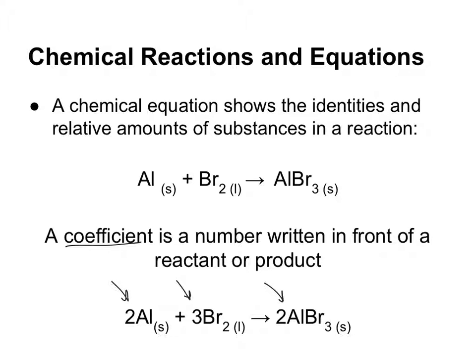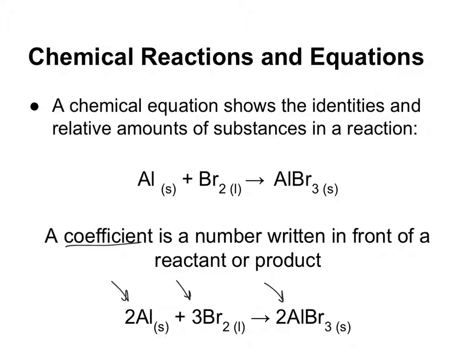And I'll point out, because it can be confusing, and you want to say, oh, you got to add another aluminum to the left. Keep in mind that coefficients are multiplication, not addition. Okay, so it's 3 times bromine. It's 2 times aluminum bromide. So I haven't changed the formulas at all.